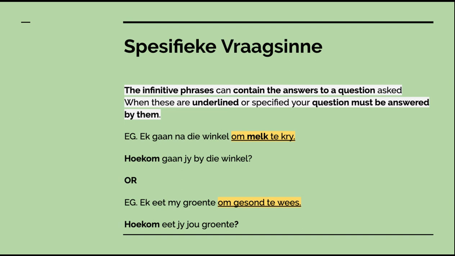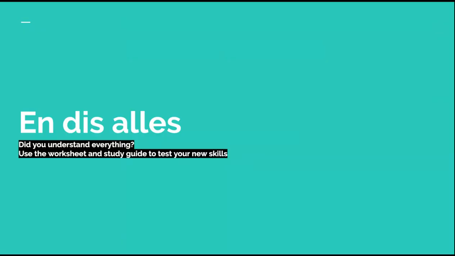Spesifieke vraagsinne, specific question sentences. The infinitive phrases can contain the answers to a question asked. When these are underlined or specified, your question must be answered by them. Example, ek gaan na die winkel om melk te kry would be, hoekom gaan jy na die winkel? En dis alles.